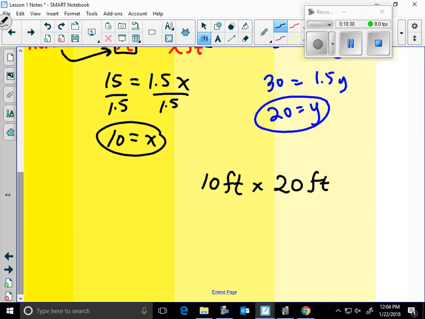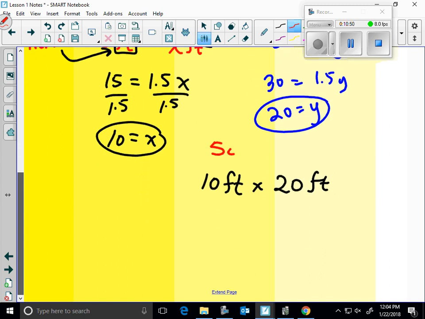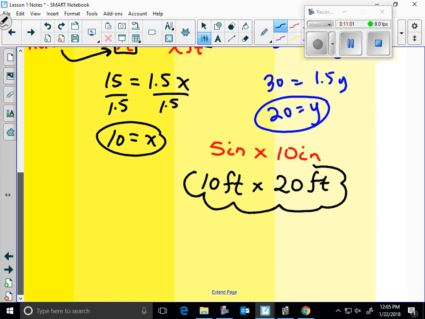It's a decent size room. Not real good, but it's decent. Okay, so a 5-inch by 10-inch diagram was proportional to a real life bedroom or dining room or whatever this was of 10 by 20.